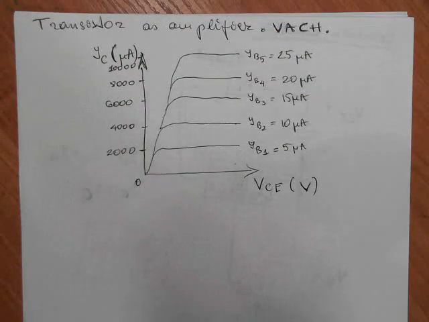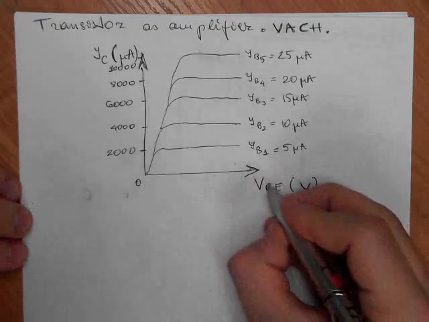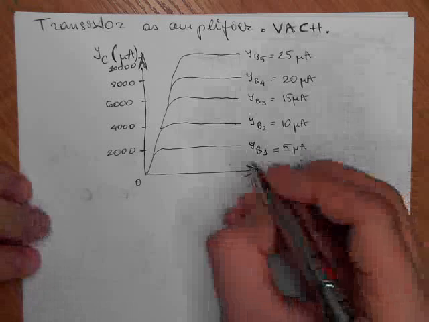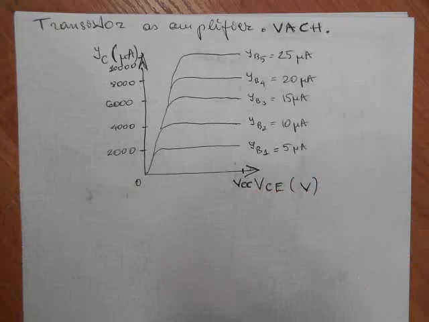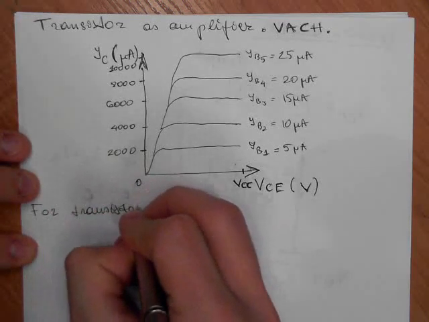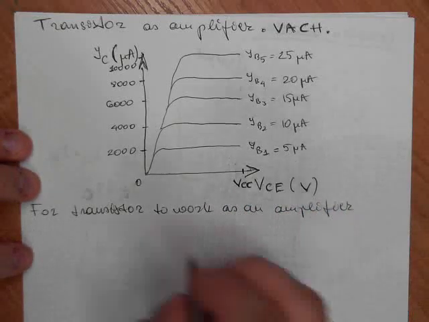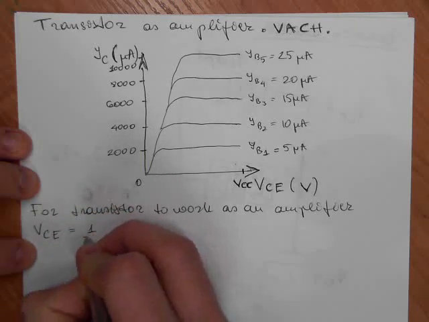Now this is the voltage drop between collector and emitter, and the maximum can be equal to VCC. We cannot get more voltage than we get from the collector supply. We cannot get any more voltage. And for the transistor to work as an amplifier, VCE is said to be half of VCC.